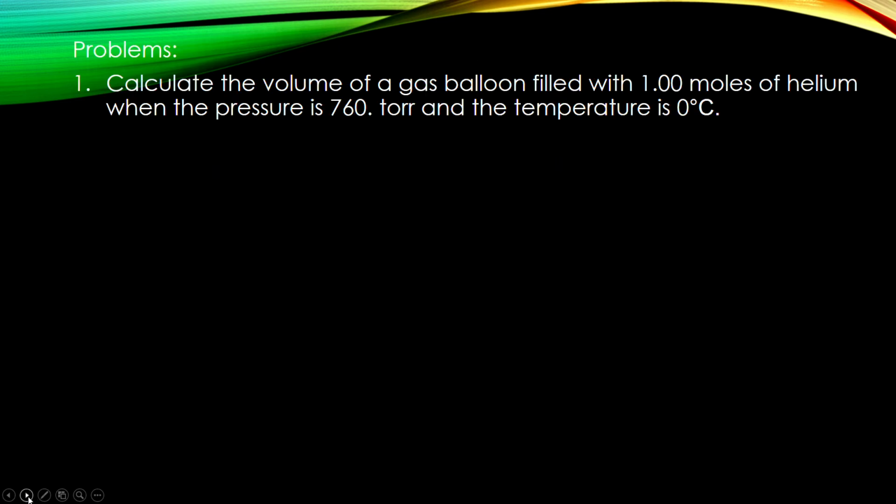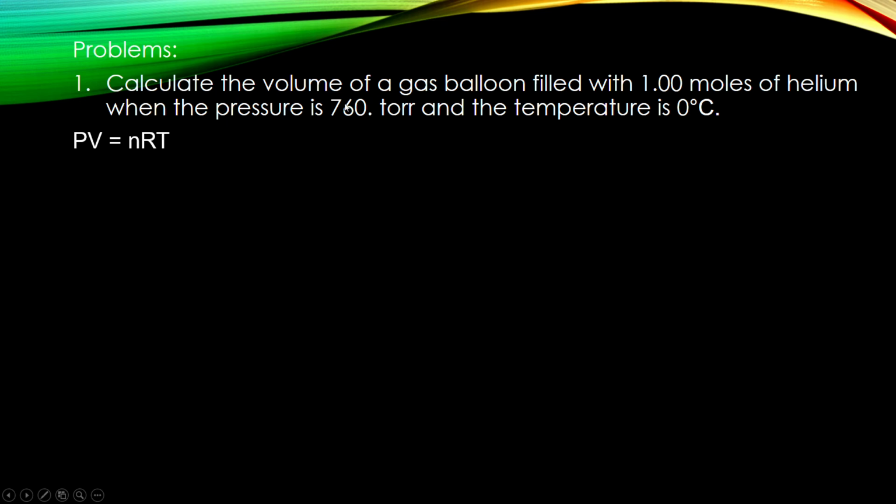The first one: calculate the volume of a gas balloon filled with 1 mole of helium when the pressure is 760 torr and the temperature is 0 degrees Celsius. Before I can even start anything, I have to do a couple of conversions. But don't forget, we're going to be using the equation PV equals nRT. How I know this is because I've got one gas under one set of conditions. But like I said, I need to change a couple of things.